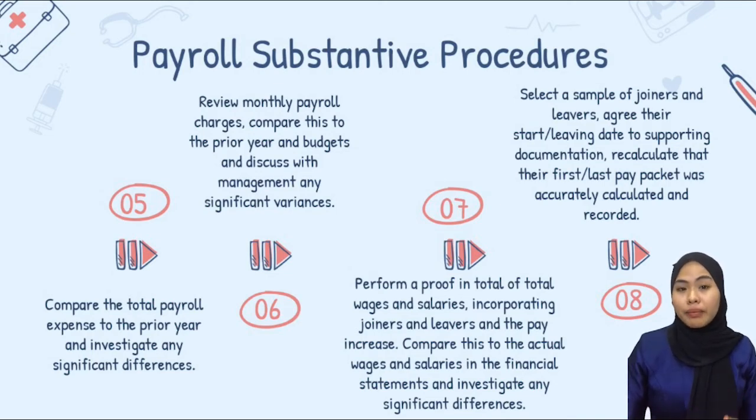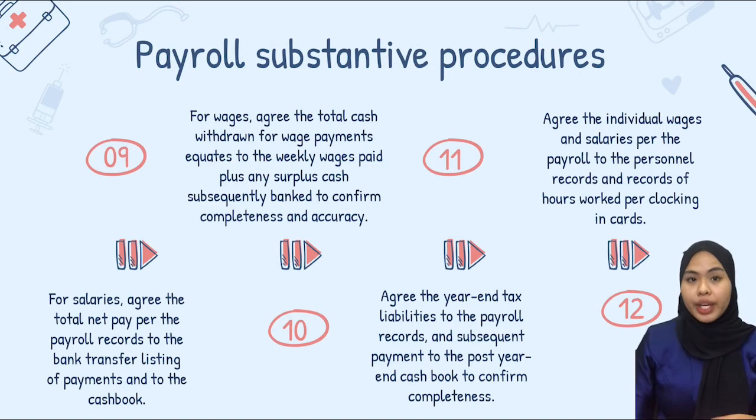Then select examples of joiners and leavers, agree their start and leaving dates to supporting documentation, and recalculate that their first and last pay packets were correctly calculated and recorded. For the salary, agree the total net pay per the payroll record to the bank transfer listing of payments and to the cash book, for which agree the total cash withdrawn for wage payments equates to the weekly wages paid plus any surplus cash subsequently banked, to confirm completeness and accuracy.